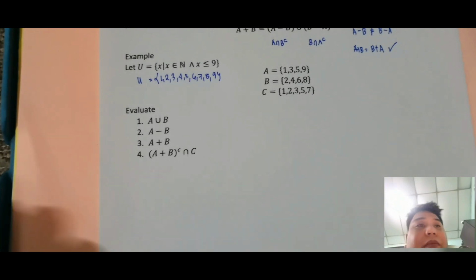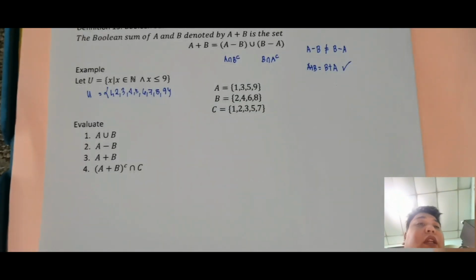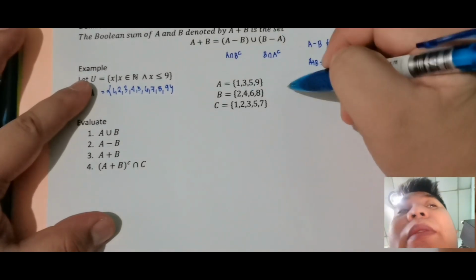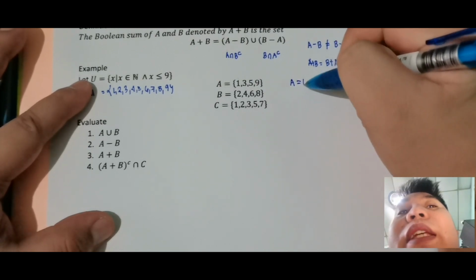Next. Review lang natin yung mga nangyari nakaraan. A is a set containing 1, 3, 5, 9. Si A ba subset ni U? Yes, obvious po yan, sir. Next, si B ba subset ni U? 2, 4, 6, 8. Yes, sir. Si C ba subset ni U? That is 1, 2, 3, 5, 7. Subset din yan. Another, from dito, based sa set na to, A is not equal to B.